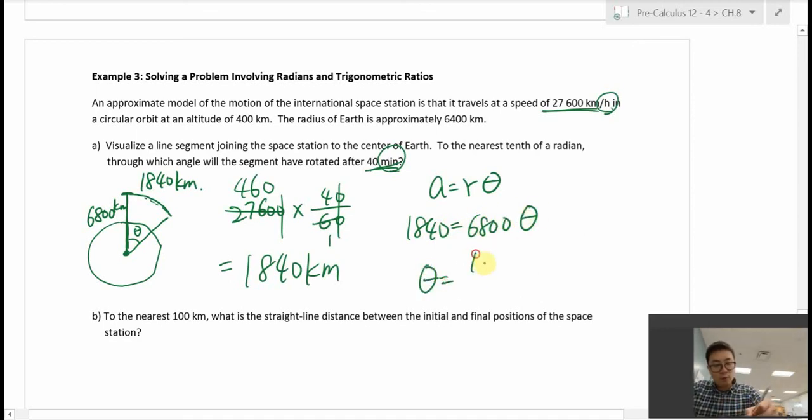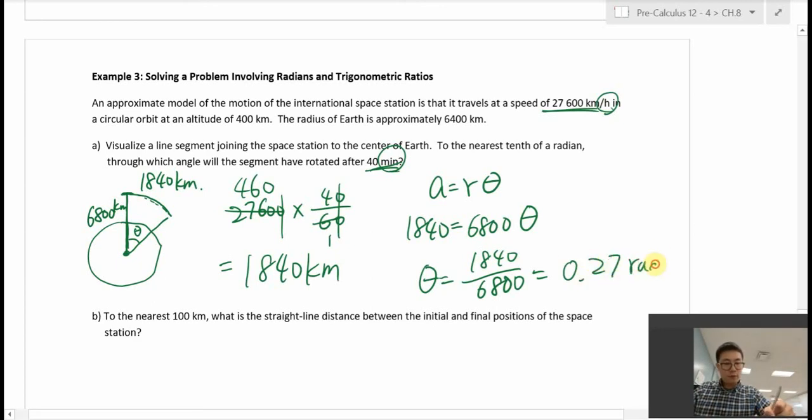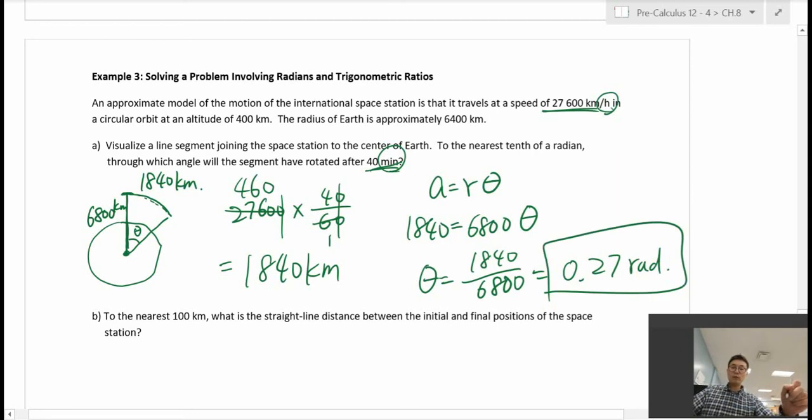And you can simply put this into the calculator. We need to round to the nearest tenth, so we go 1840 divided by 6,800. This is 0.27 radians. Now I should mention this: when you want to use this formula, make sure your angle is in radians. Okay, so to use this formula, angle has to be in radians. So the answer that we got is also in radians.